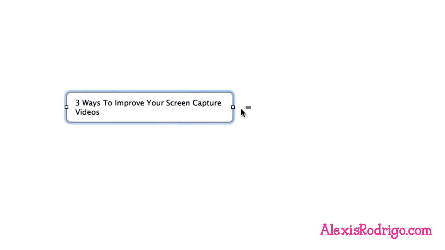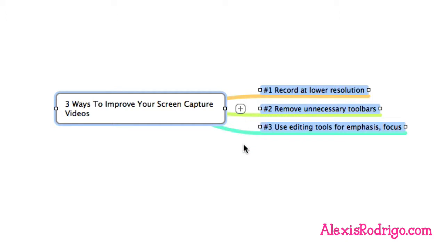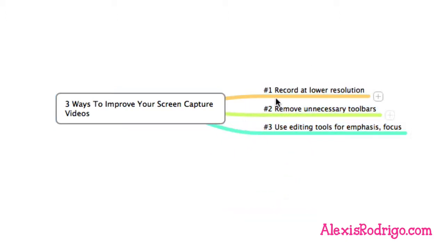Okay, so the first thing I want to talk about, the first tip, is to record at a lower resolution. The second tip is to remove unnecessary toolbars. And the third is to use your screen capture software's editing tools for emphasis and focus. So let's look at the first one.